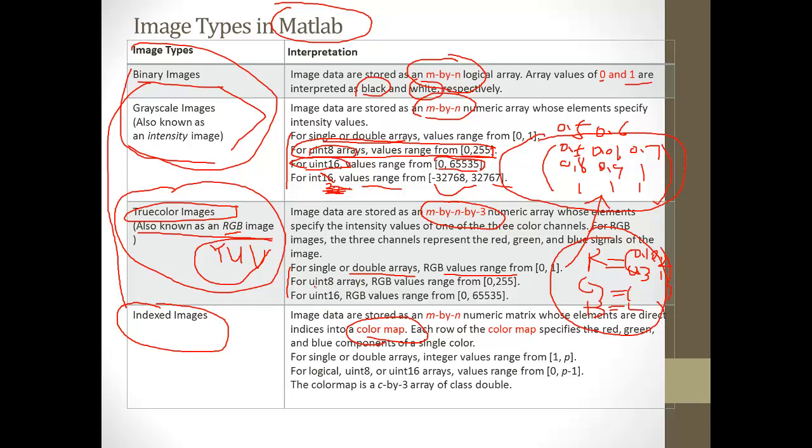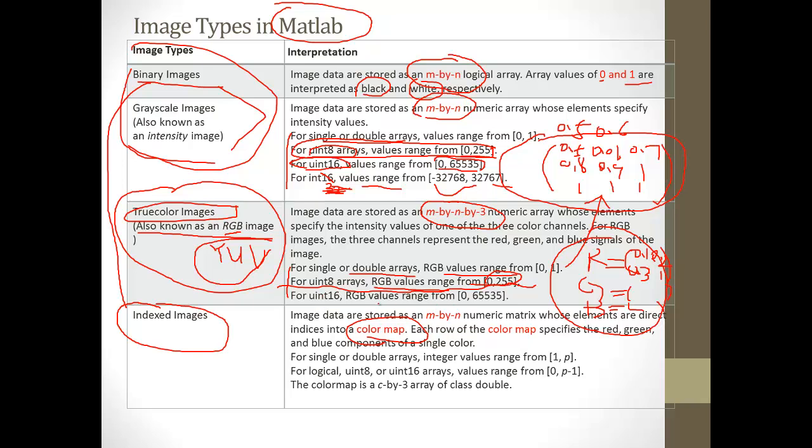For the unsigned 8 bits integer, the RGB value will range from 0 to 255. Also, the second one is the image we often meet.